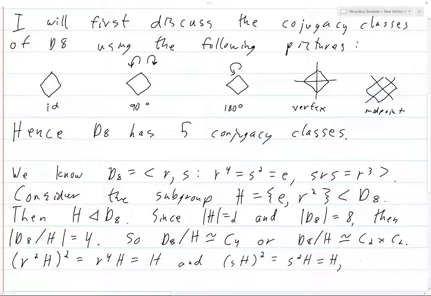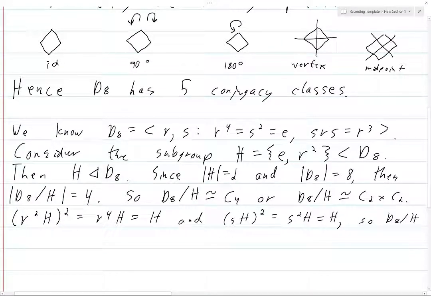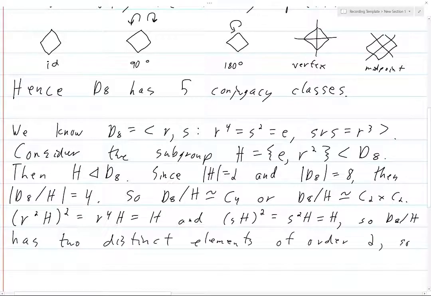And so, what does this tell us? This tells us that D8 mod H has two distinct elements of order 2. And so D8 mod H is isomorphic to C2 cross C2.